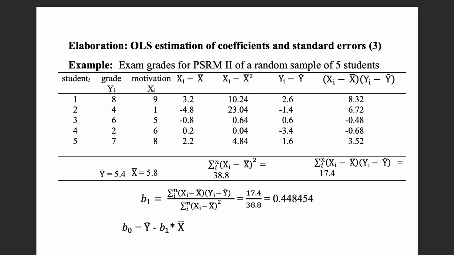So the constant or the intercept B0 is the average on the dependent variable, so the average grade y bar, minus B1, the coefficient that we just found to be 0.448454, times the average on x, the average on motivation that we already have here as well. So this is just a matter of filling in the formula: 5.4, the average grade, minus the regression coefficient 0.448454 times the average on motivation 5.8, and that works out to 2.798969.